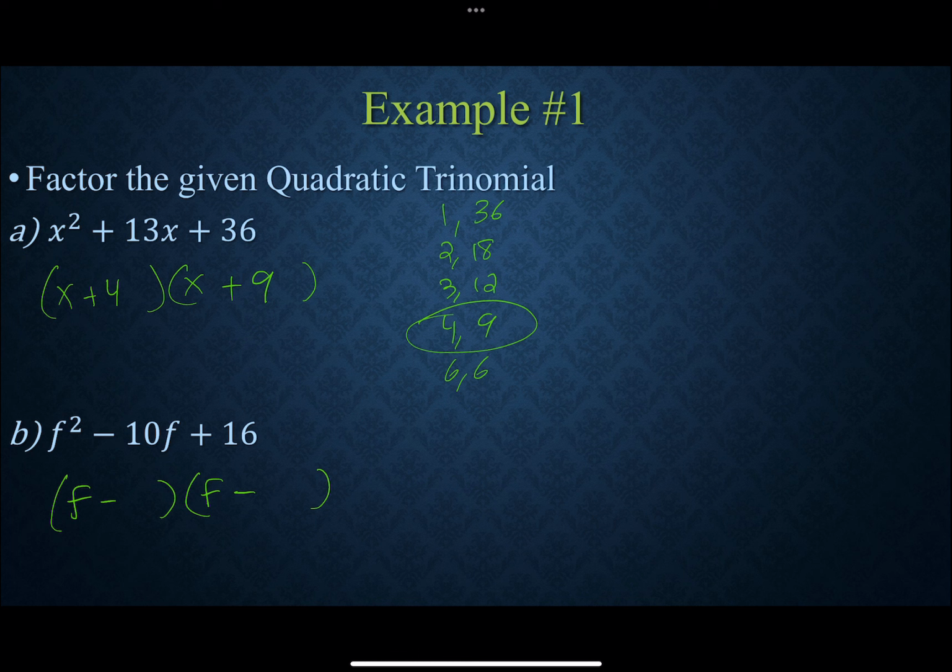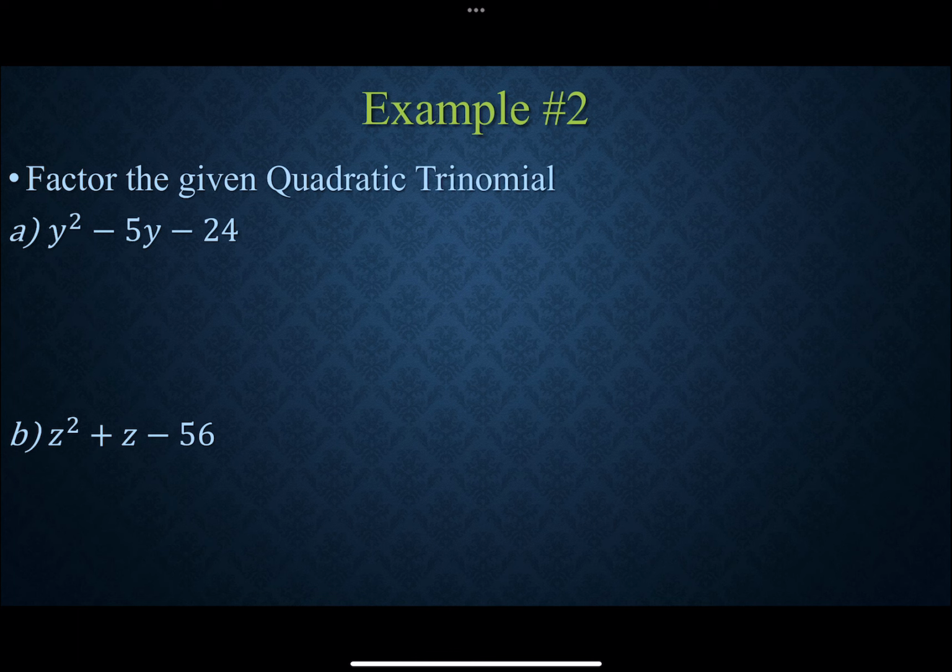So what multiplies to be a 16 will be negative 1 and negative 16, negative 2 and negative 8, negative 4 and negative 4. Negative 2 and negative 8 are the pair that would work out for this. And the order you write it in is not going to matter. If I said f minus 2 versus f minus 8, I have the exact same answer.